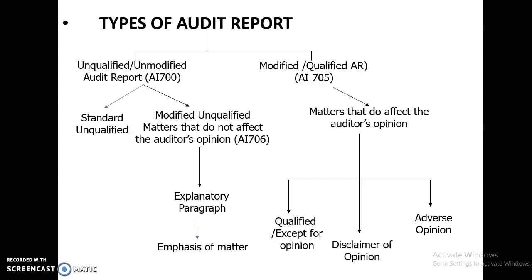Under modified or qualified audit report, which is under Auditing Standard 705, they highlighted three matters that may affect the auditor's opinion, which makes them qualified in the first place. The auditor's opinion can be divided into three. It could be qualified or except for, it could be disclaimer of opinion, or adverse opinion.